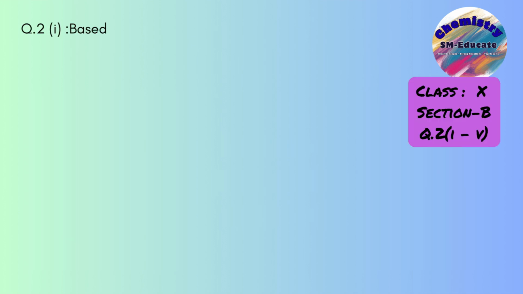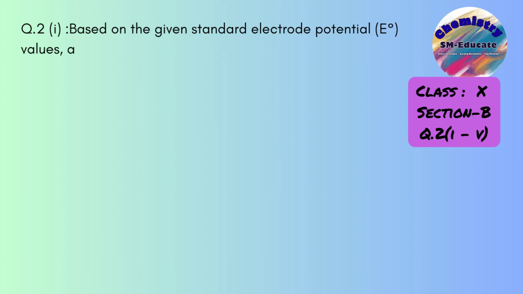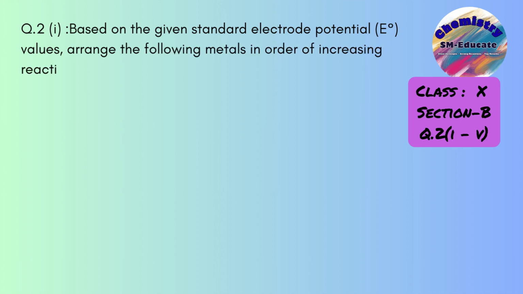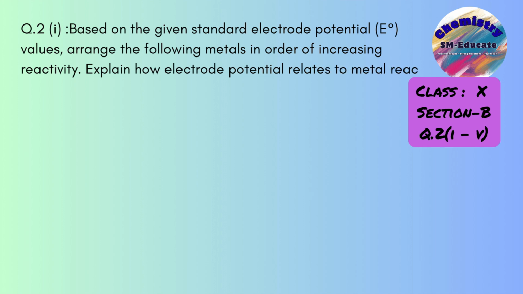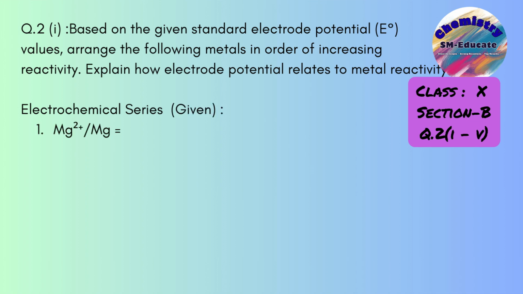Question 2. Part 1. Based on the given standard electrode potential values, arrange the following metals in order of increasing reactivity. Explain how electrode potential relates to metal reactivity. Electrochemical series, given: Mg2+ gains 2 electrons and forms Mg metal. Electrode potential is -2.37.